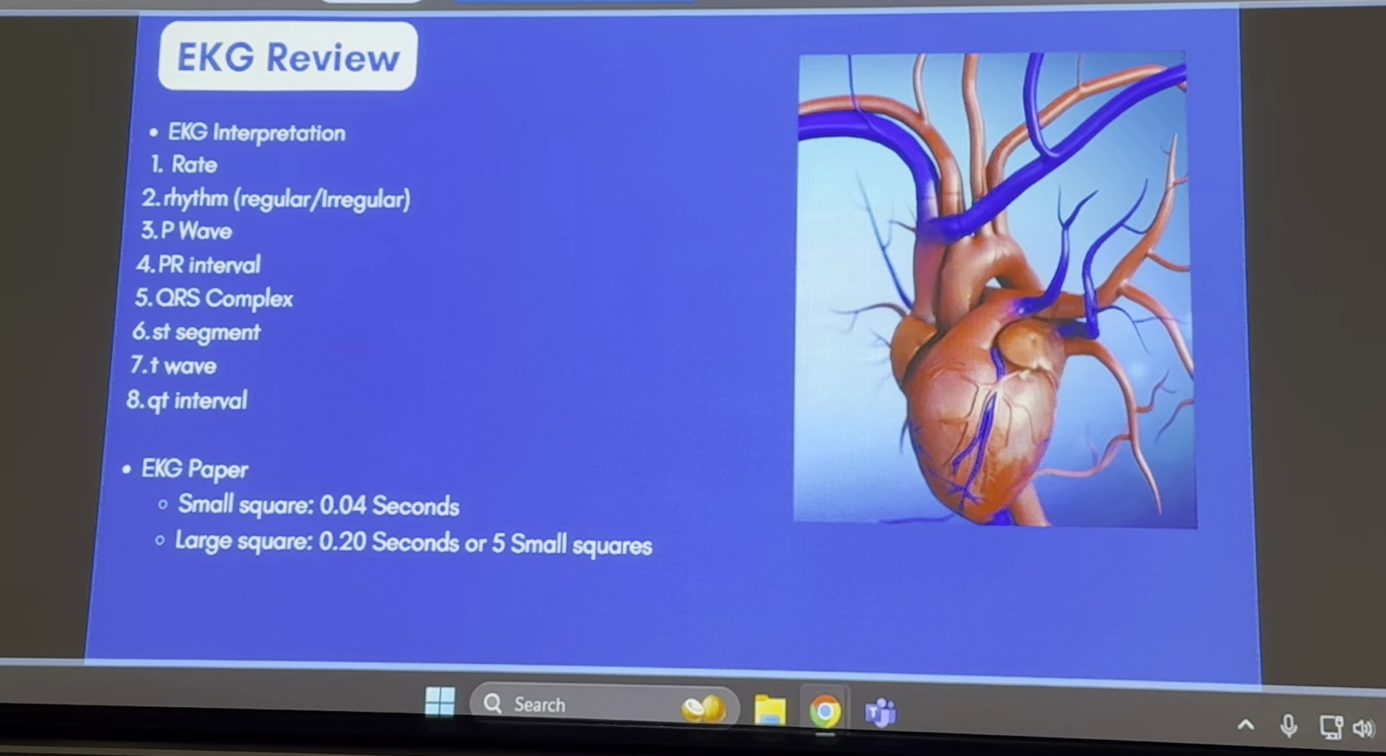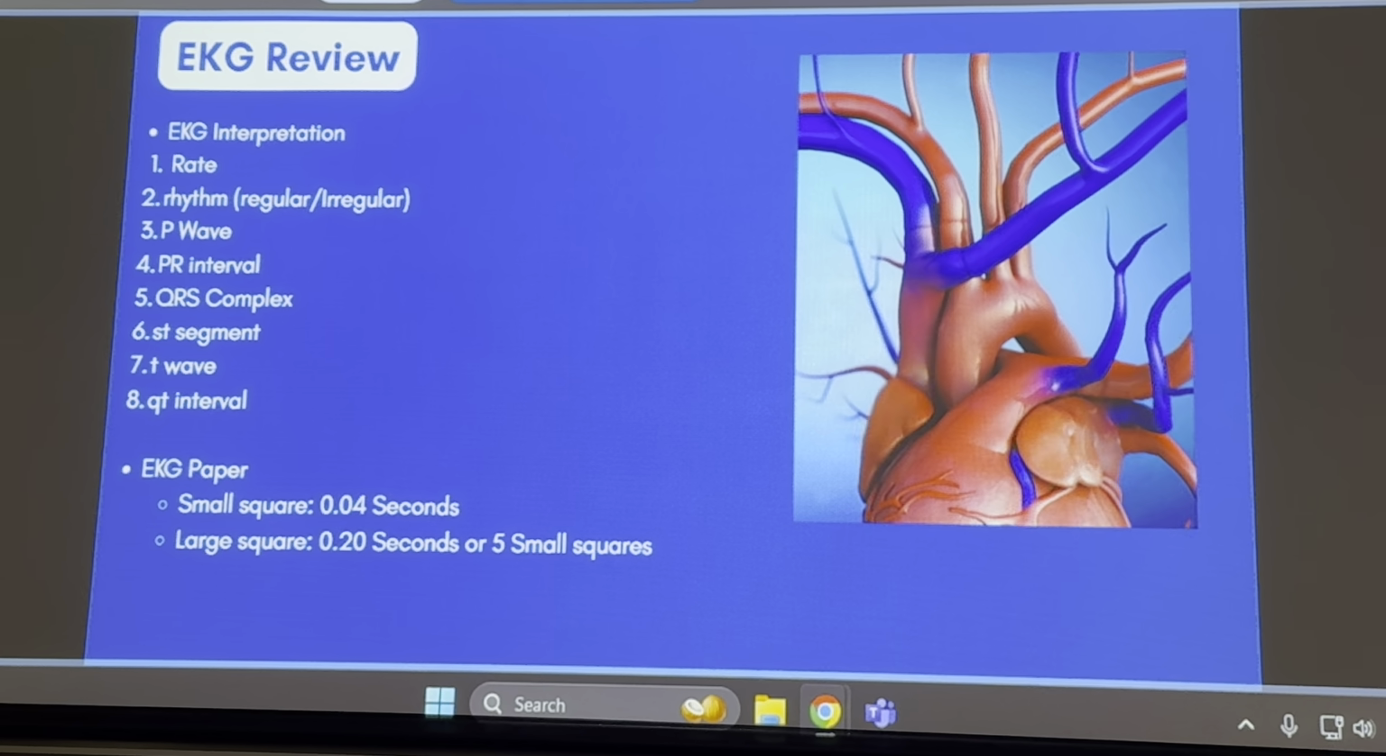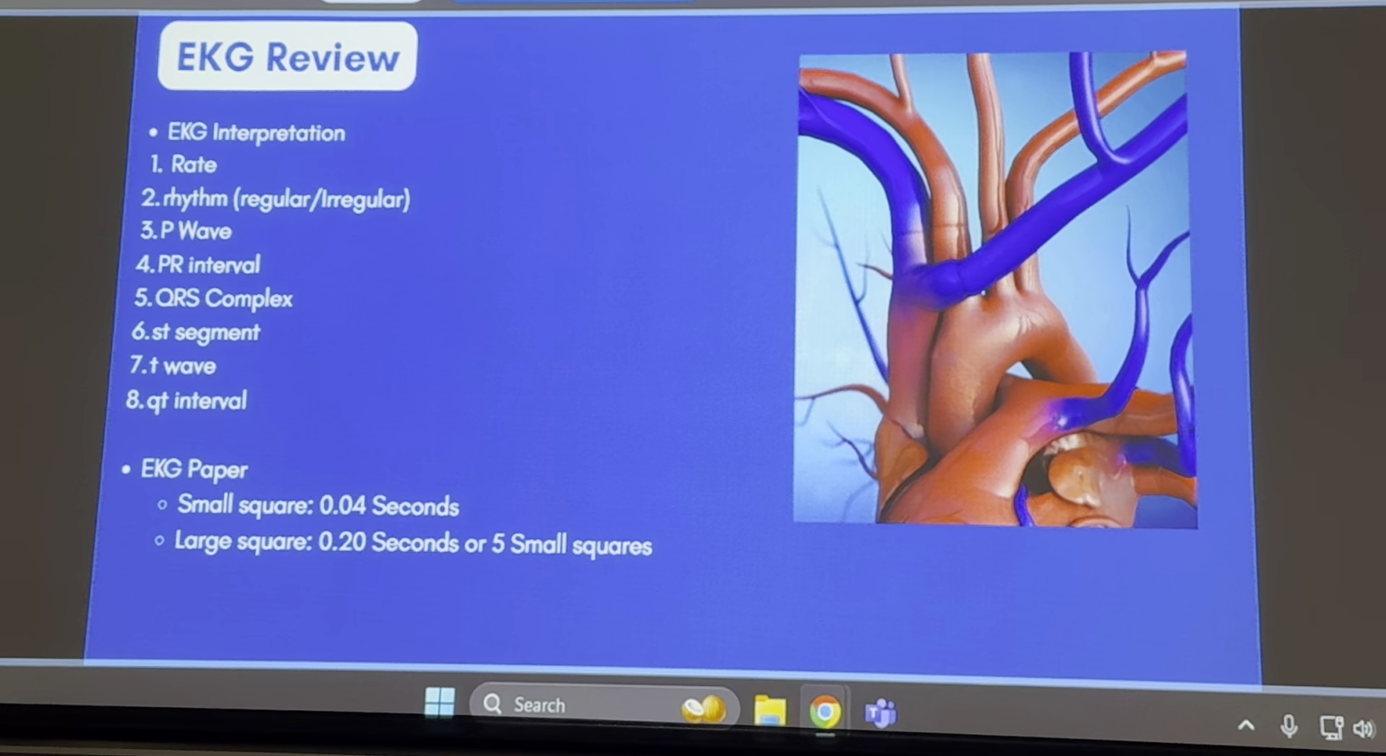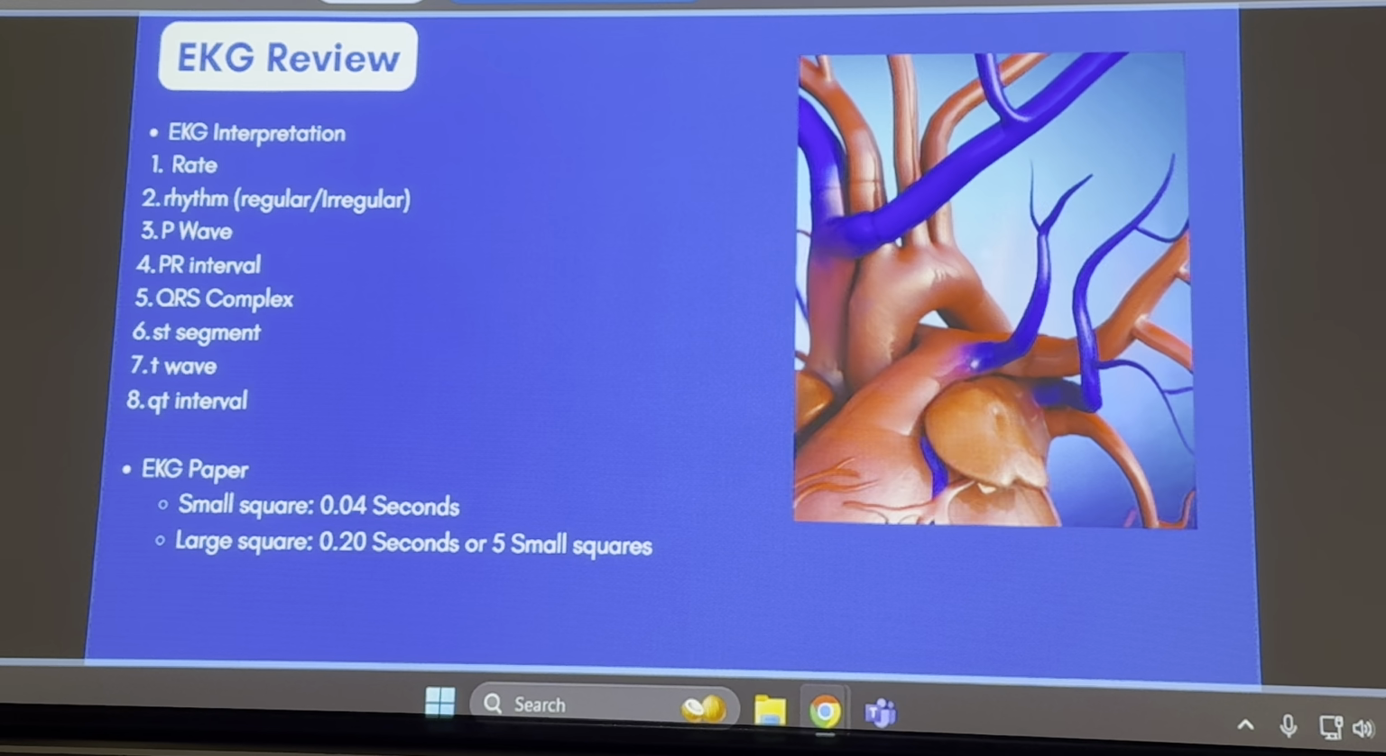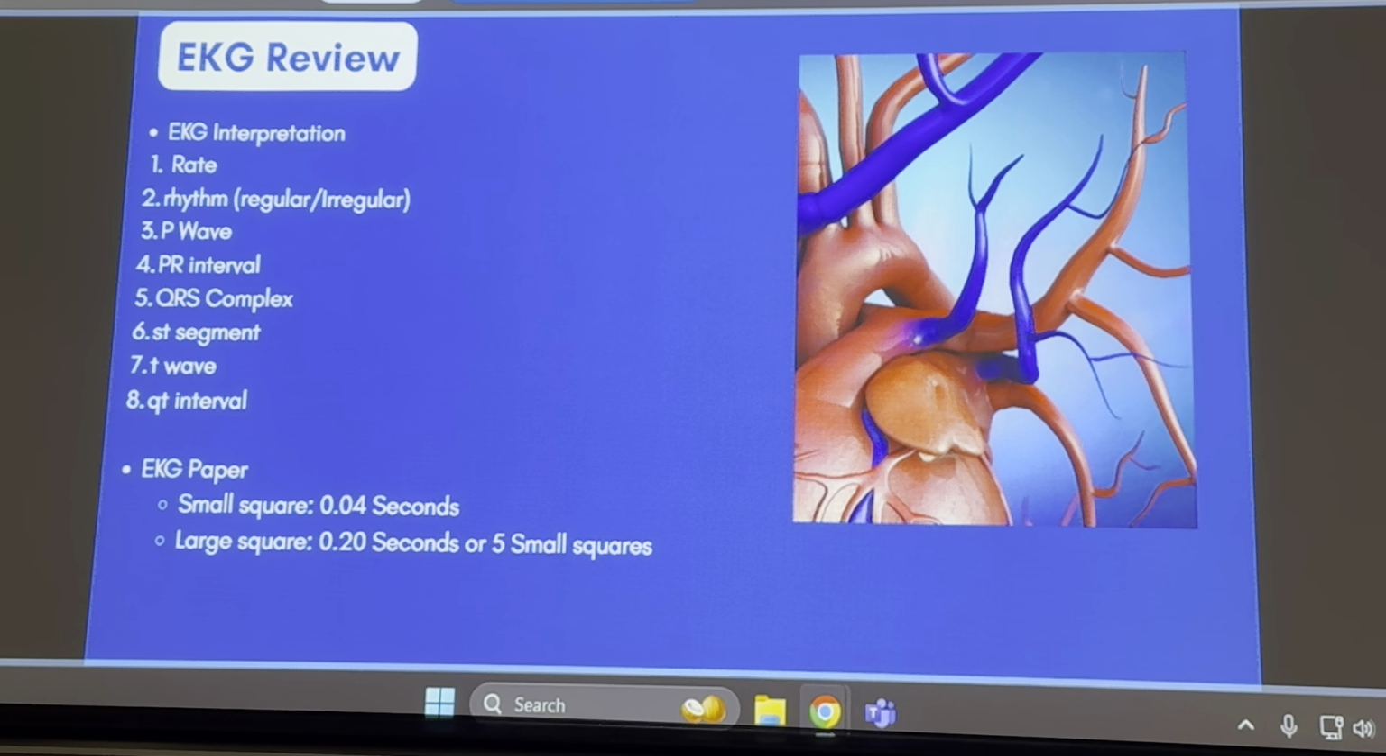Basic EKG review. When we review an EKG or interpret a rhythm, we have basically 8 steps to figure out what's happening with that heart. First, rate. Pretty self-explanatory, right? How fast is that heart beating? How are we going to calculate this? Count what? A 6-second strip of the QRS complex is what I heard. I like that. All right.